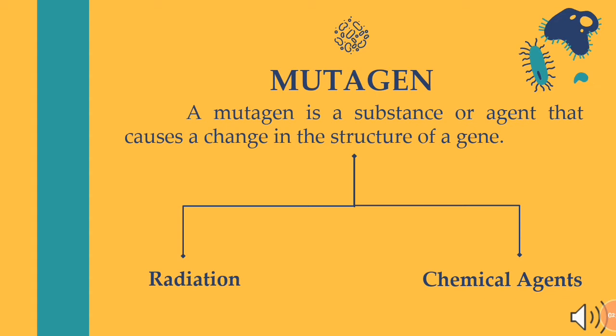Chemical agents can also have mutagenic effects. Nitrous acid is a mutagen that causes the amination of heterocyclic nitrogen bases. For example, nitrous acid can convert cytosine to uracil.